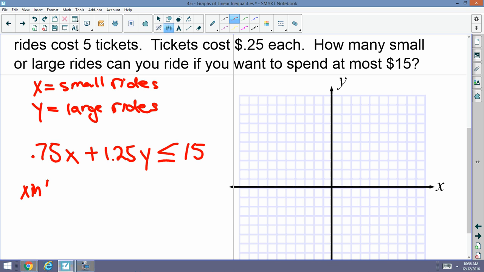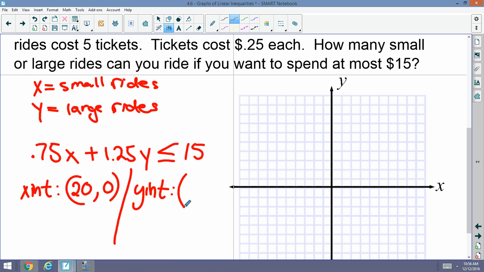When y is 0, guys, what's my x-intercept? 15 divided by 0.75, that's going to be 20. So (20, 0) is my x-intercept. My y-intercept, if I make x 0, is 15 divided by 1.25, which is 12. So this is (0, 12).